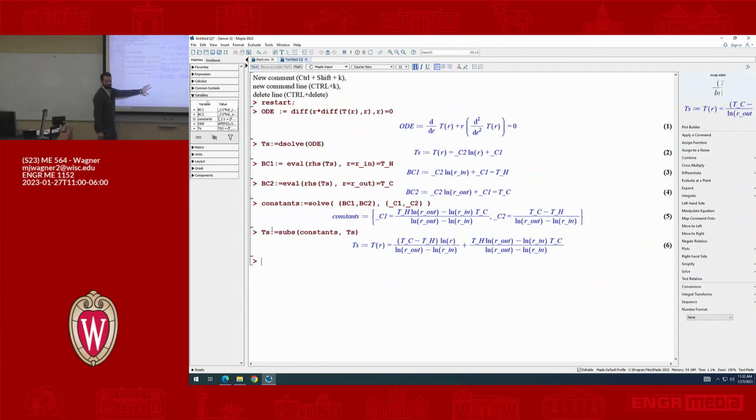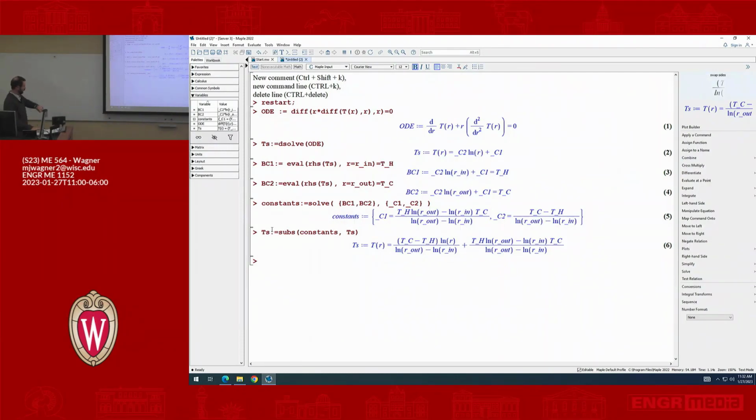So this all sort of makes sense, right? The things that we expect to be there are there. Functional dependence on R, and the constants appear where they should. All right, so we could just take this. At this point, you could just take this and copy it, put it in EES, tell it what T, C, T, H, and the other geometry are, and have your solution. Right? This will solve the problem.